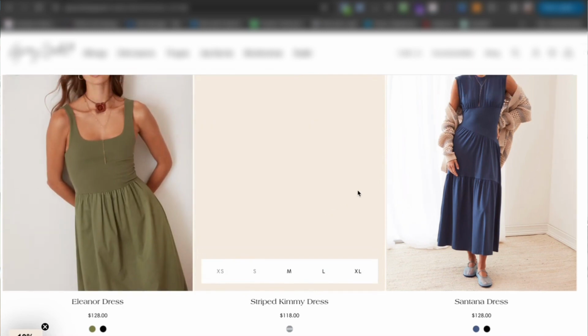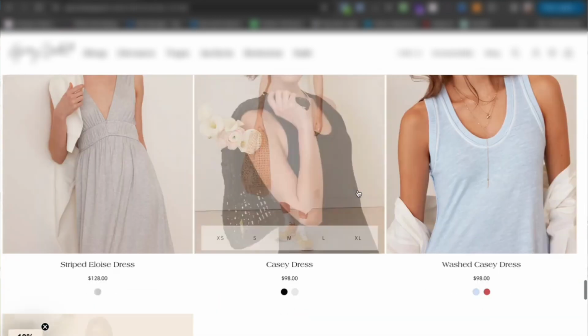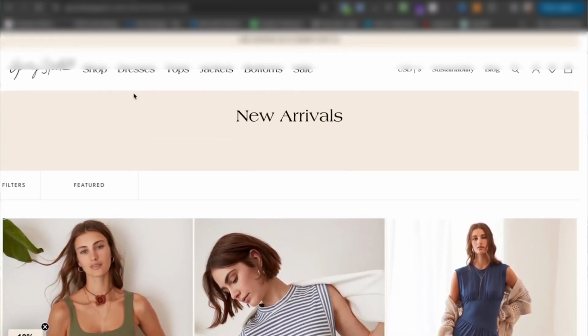They have multiple products, multiple sizes, and the website looks really clean, right? And again, that's what makes this website really successful. Let's look at another brand.